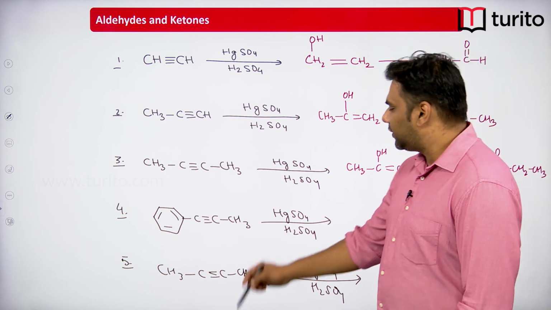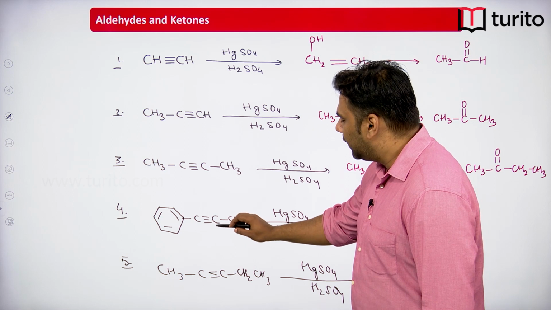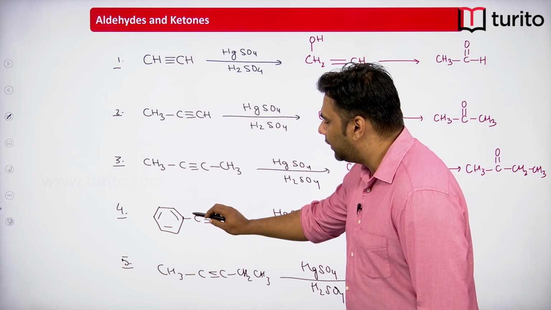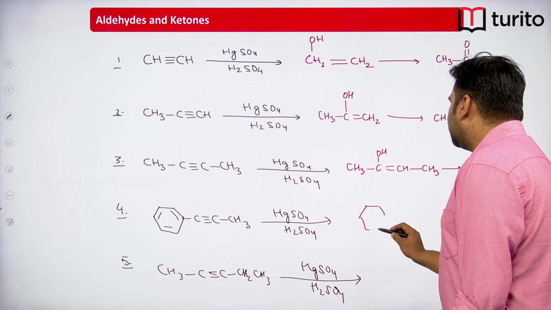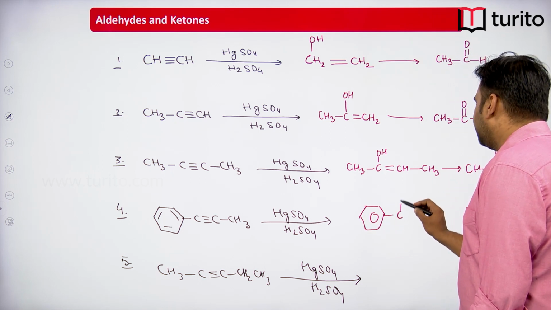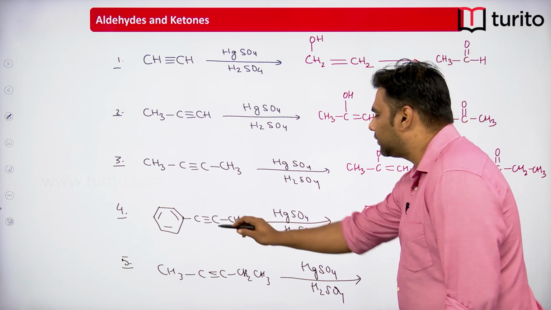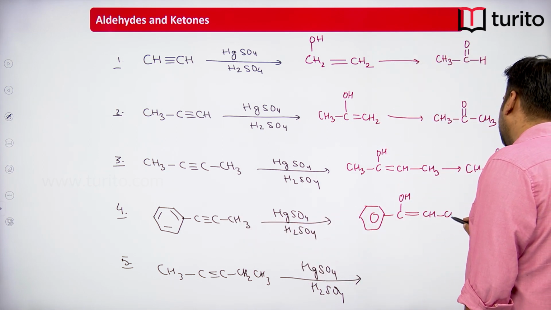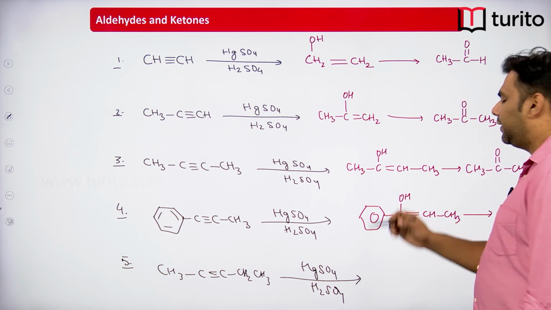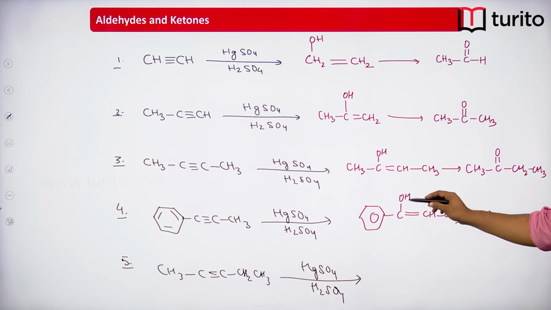Okay? In this case, when you add water, so H will get attached over here, carbocation will be formed over here because it will be stabilized through resonance of the benzene ring. So in this case, hydrogen will be attached to this carbon and OH will be attached to the benzyl carbon and will form this product. Again this is an enol which is highly unstable, so this will tautomerize and we will get this molecule.